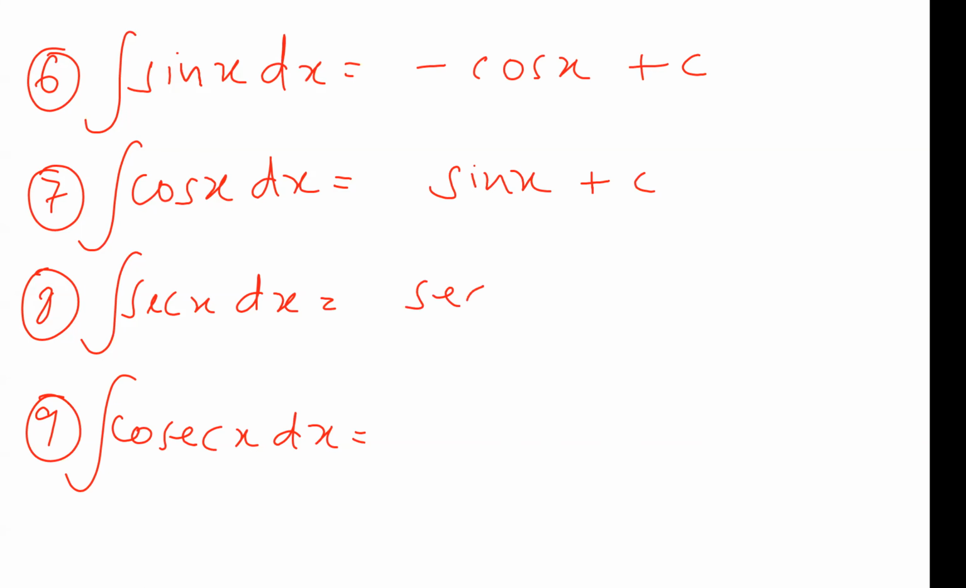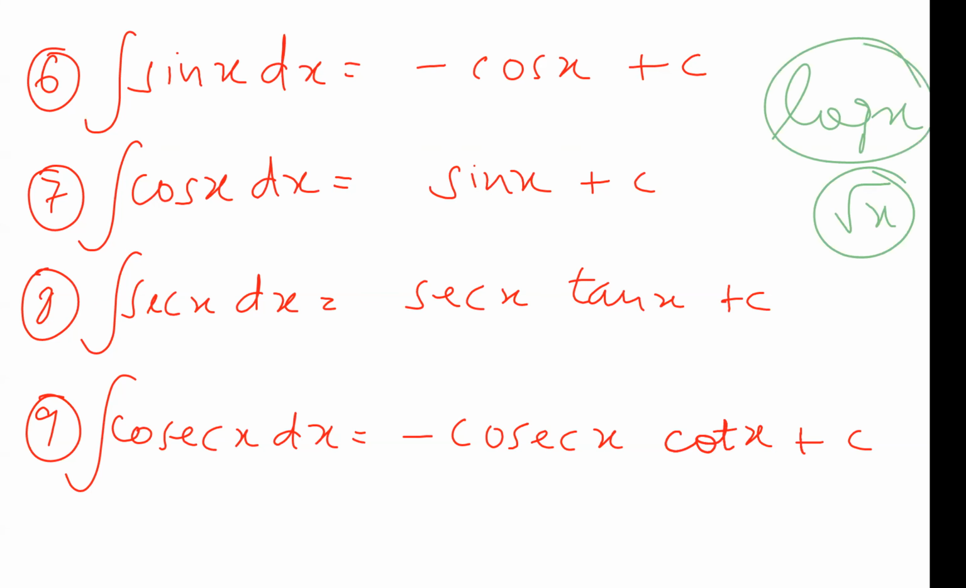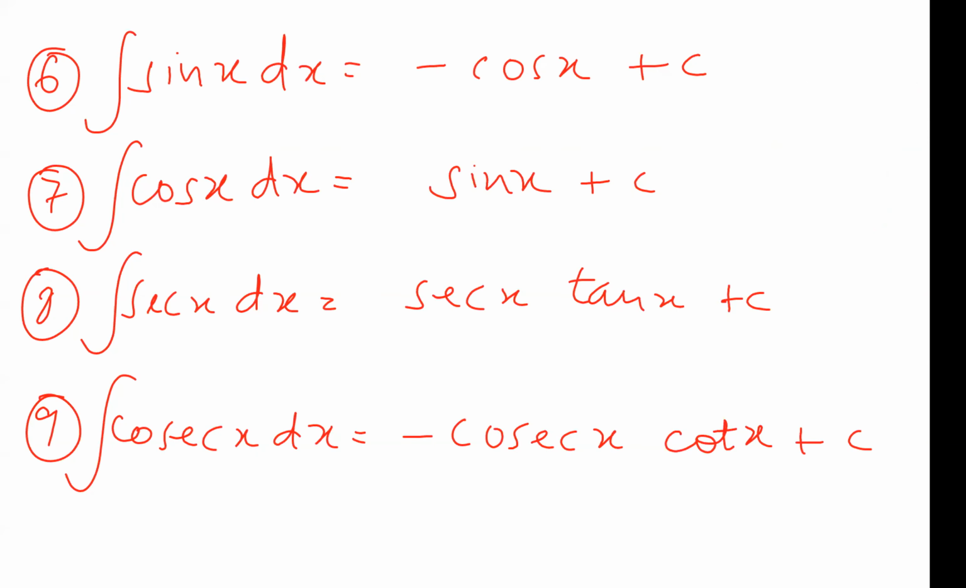Sec x tan x plus c. And cosec x cot x gives minus cosec x plus c. So 6, 7, 8, 9 are the trigonometric formulae. And there is no formula for log x and root x. In derivatives we had formulae for log x and root x, but in integration there is no direct formula for log x. Before I forget, I thought I should tell you.